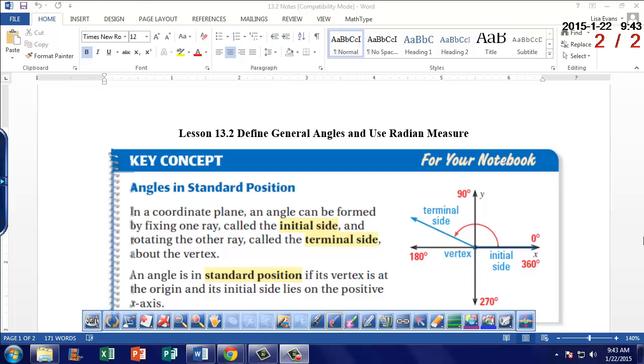Hello, today we're doing lesson 13.2. We're defining general angles and using radian measure.